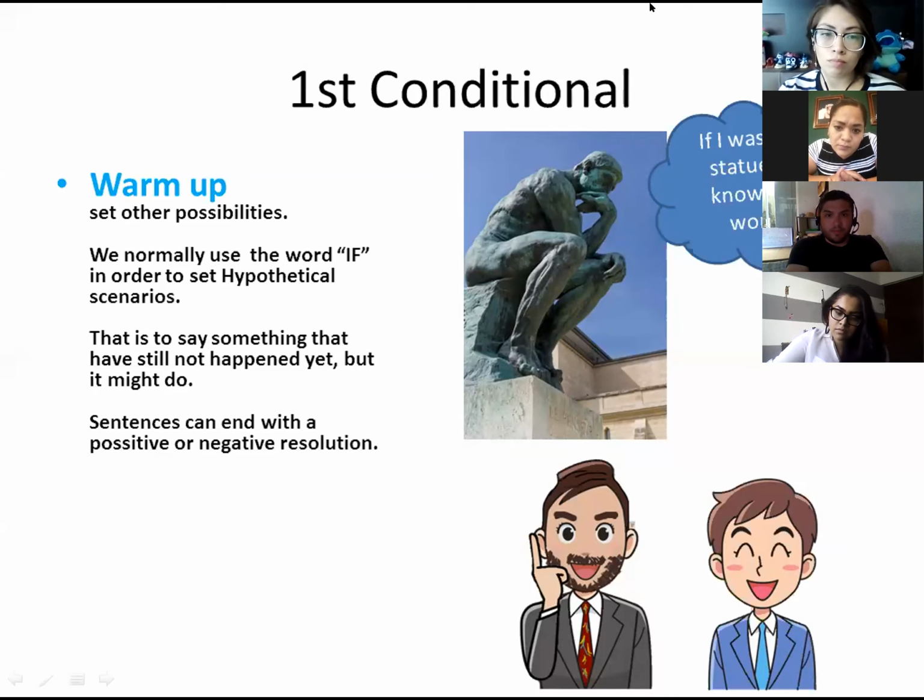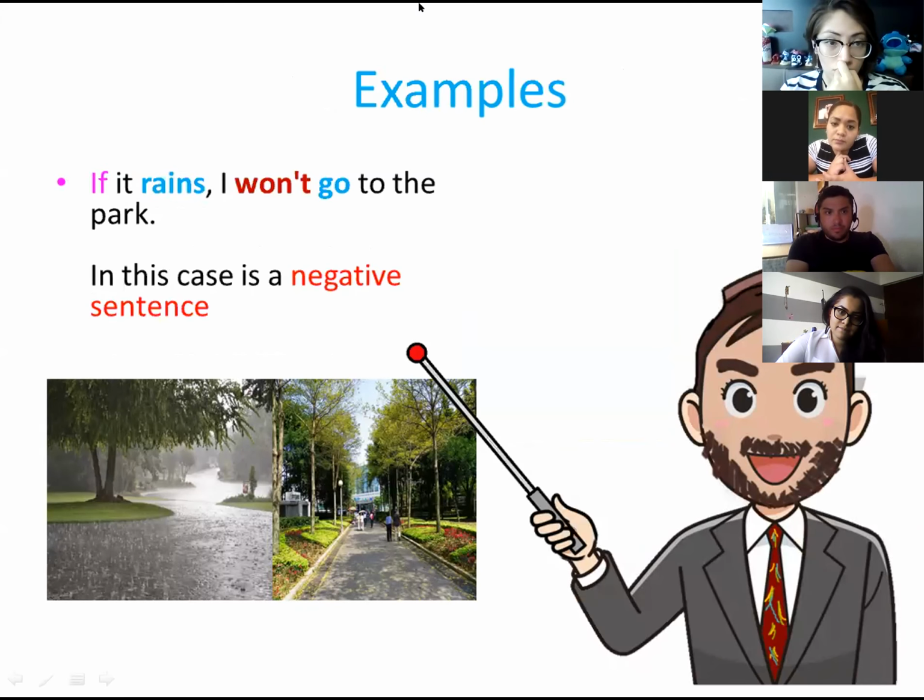For example, here's an example. The statue says, "If I wasn't a statue, I would know the world." That is a hypothetical scenario, right? Because the statue, well, isn't alive. But it is thinking about the possibility.